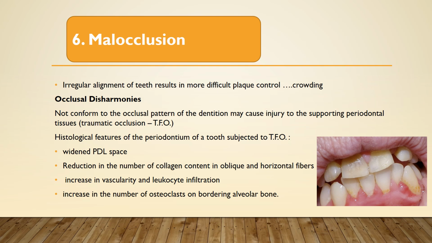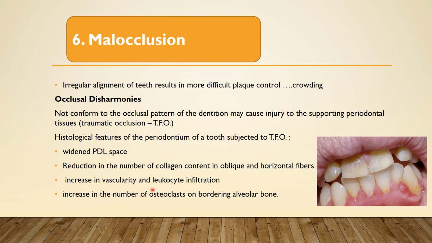So if you talk about deep bite, how can it cause problems? With deep bite, it can always cause traumatic occlusion, that is, it does not conform to the occlusal pattern of the dentition. So it may cause injury to the supporting periodontal tissues. So this trauma from occlusion can lead to some problems in the periodontium.